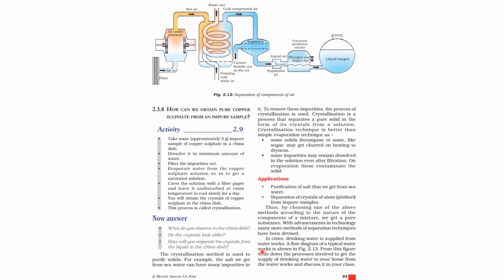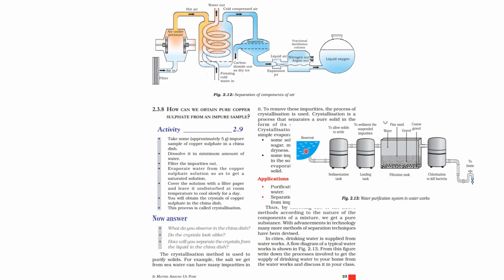So let's check out the flow diagram of a typical water works. Here is the diagram. Water from ponds, rivers, etc. contains impurities. So to remove impurities, and for human consumption and other purposes, water is treated by a large number of processes. A water treatment plant has the following major units: sedimentation tank, loading tank, filtration tank, and chlorination to kill bacteria, and the pipes where it reaches the homes, factories, etc. So let's start the procedures.